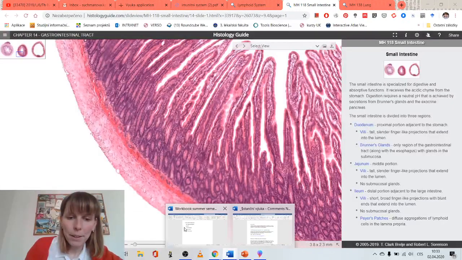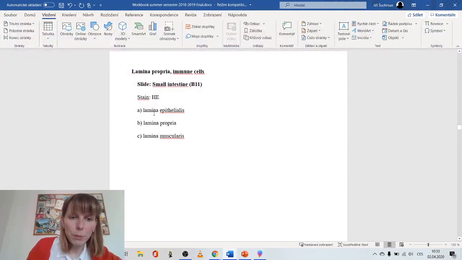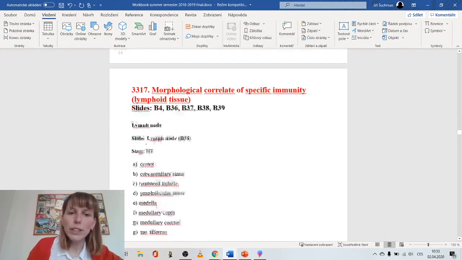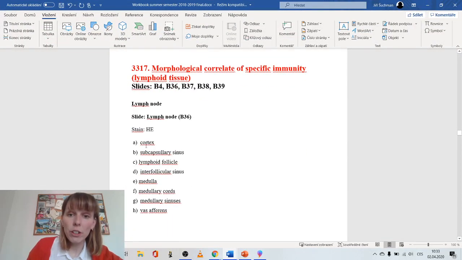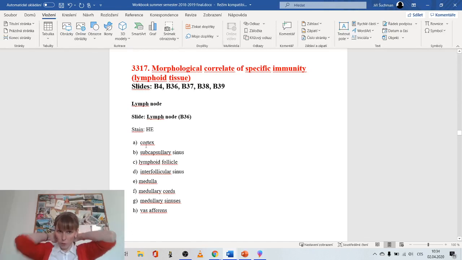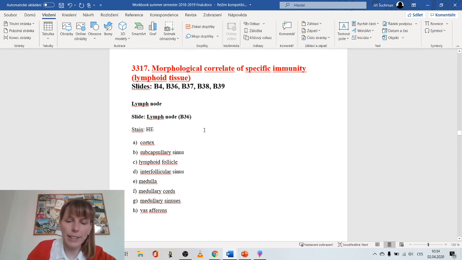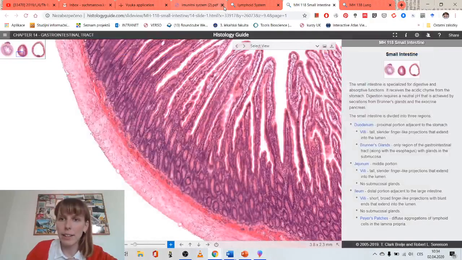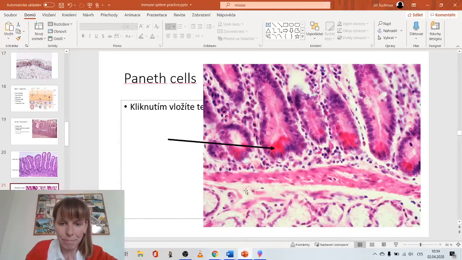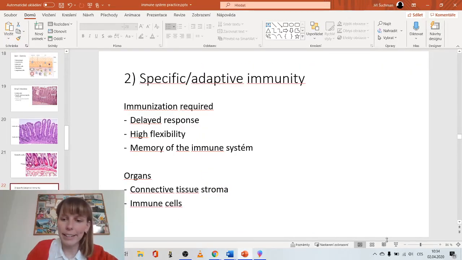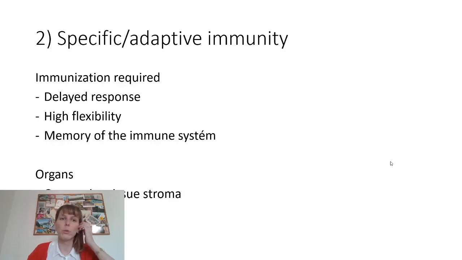Okay. So we saw everything for the small intestine, and we can switch to the specific immunity, which will be a little bit more complicated. It will be like bigger organs that we haven't really seen before. So this was the easier part, and now let's go to specific, or also it's called adaptive immunity.